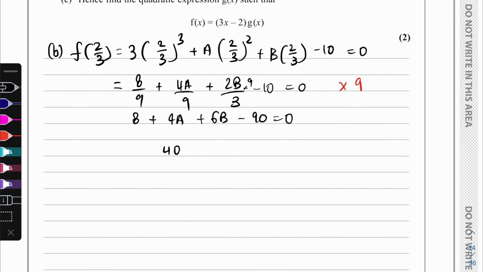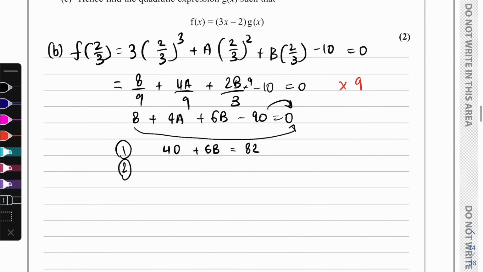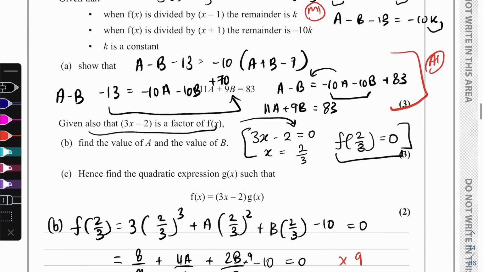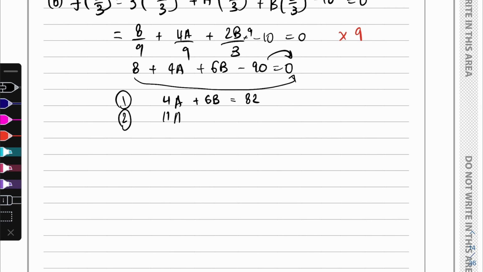So we get 4a plus 6b. Now let's move the 90 to the other side, and also the 8. This becomes 90 take away 8, which is 82. So that's one of our equations. Our second equation we have already. This is not 40, this is 4a. So our second equation is what we were given, 11a plus 9b.